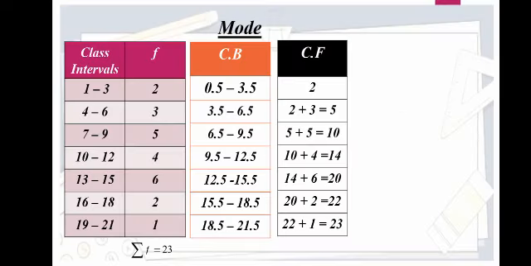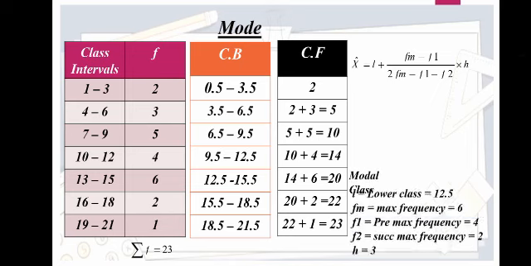Coming towards the mode, the same requirements are there: in the mode, class boundaries must be written in the answer. Then you have to check the formula for the mode. The formula is x-hat is equal to L plus (Fm minus F1) over (2Fm minus F1 minus F2) multiplied by H. Fm represents the maximum frequency. On the basis of this Fm, we will find the modal class. Now in the frequency column, you have to check where the maximum frequency is. This 6 is the maximum frequency, so this will be your modal class.